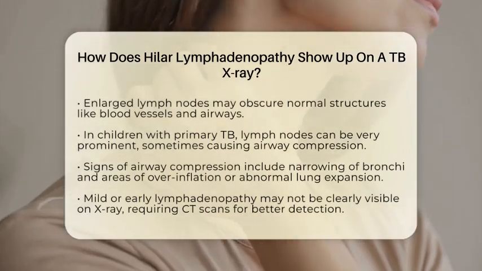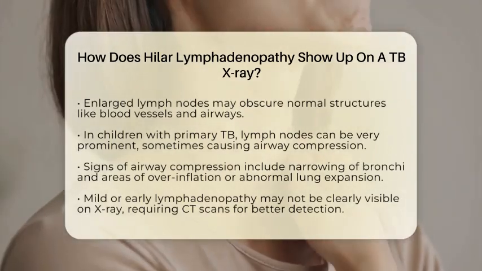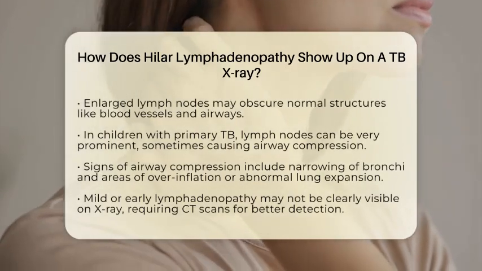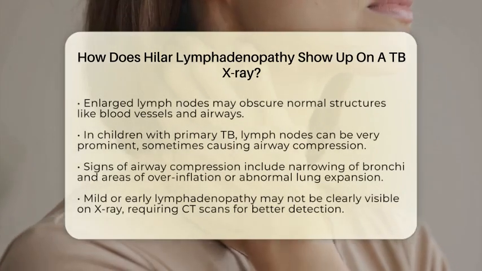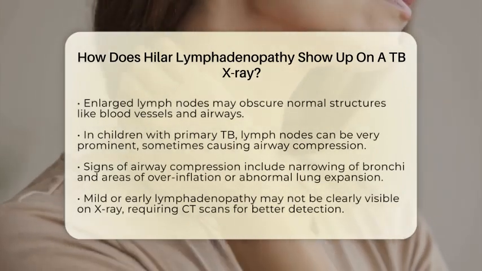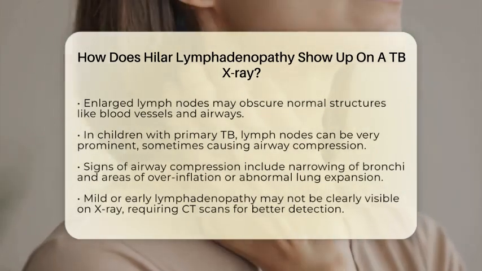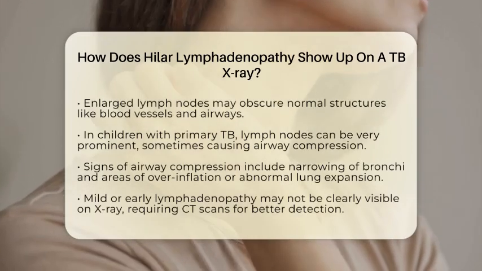They may appear as a bulging or lobulated mass, sometimes causing airway compression. This can lead to signs like narrowing of the bronchi or air trapping, which might be indirectly visible on the X-ray as areas of hyperinflation or abnormal lung expansion.